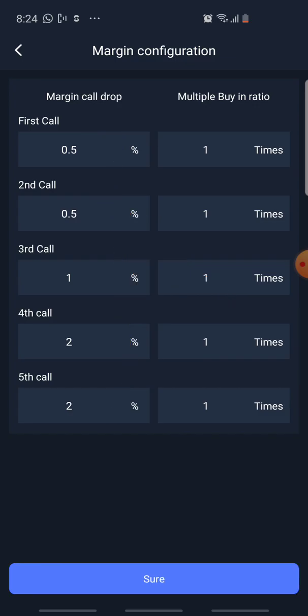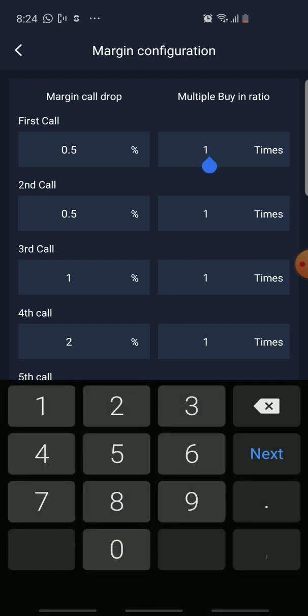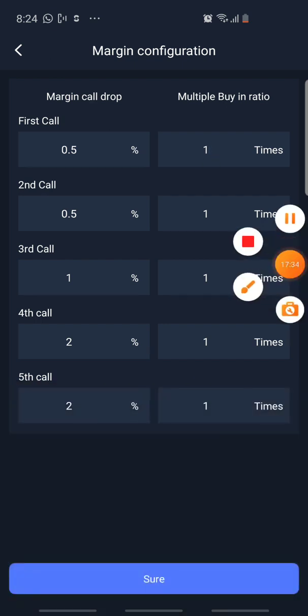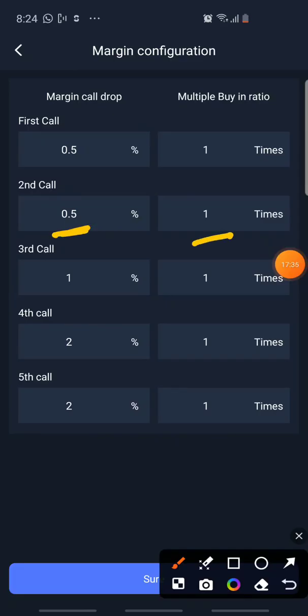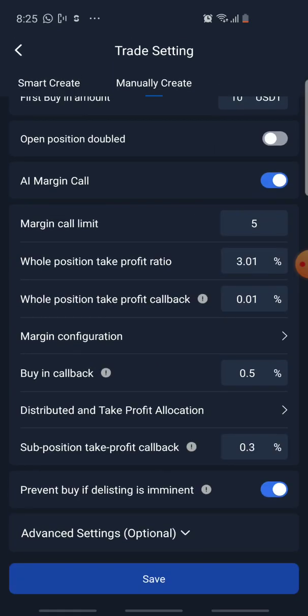So what does it mean? If the market initially drops by 0.5% from the current price, the bot will buy more. Another drop of 0.5%, the bot buys more. Another drop of 1%, the bot buys more. Like that. I hope you have understood it. Then the next setting is what we call buy in callback.